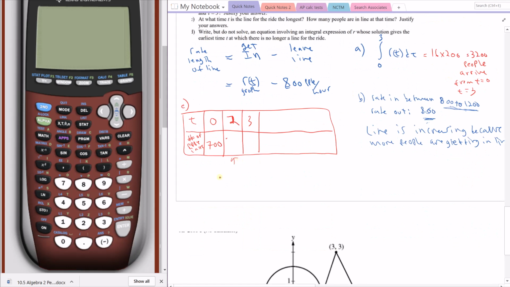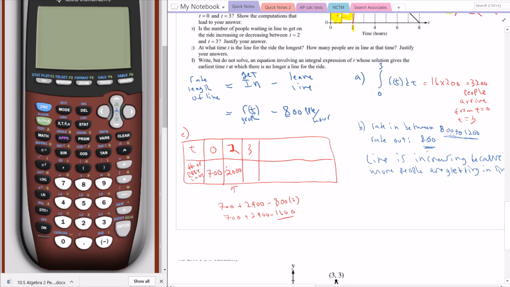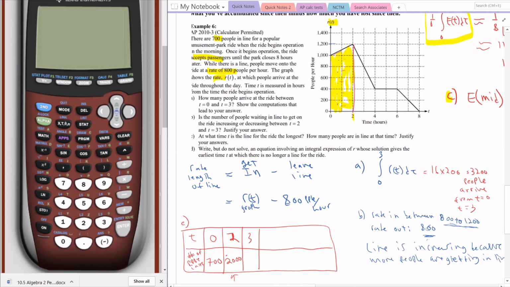To get this, we're doing 700 plus 2,900 people got on, but 800 times 2 hours got off, right? So it's really 700 plus 2,900 minus 1,600 because those people are getting off. So it's actually 700 plus 1,300, which is 2,000.